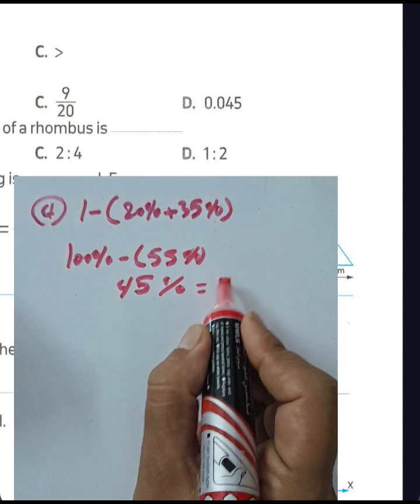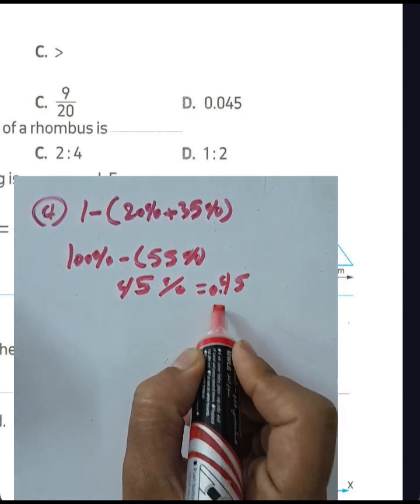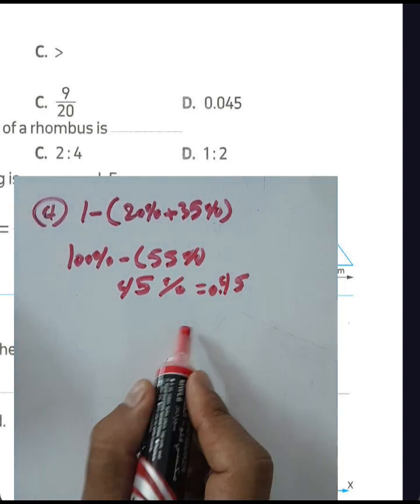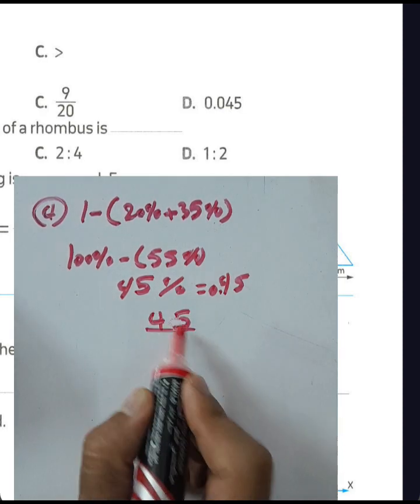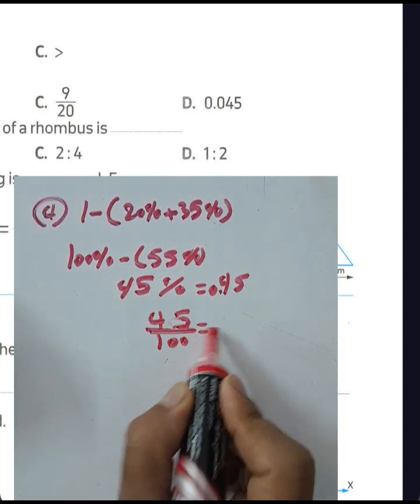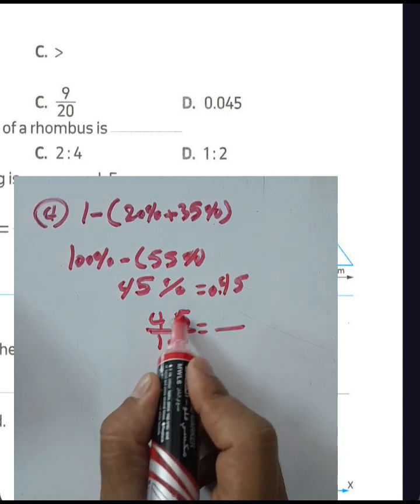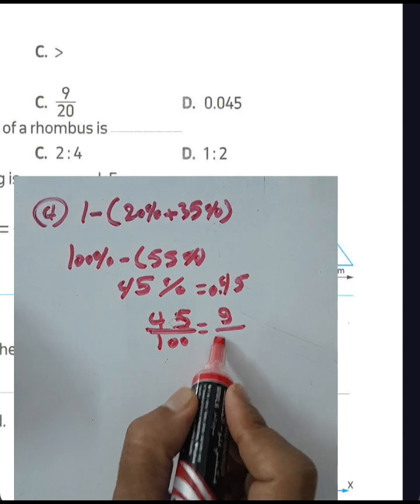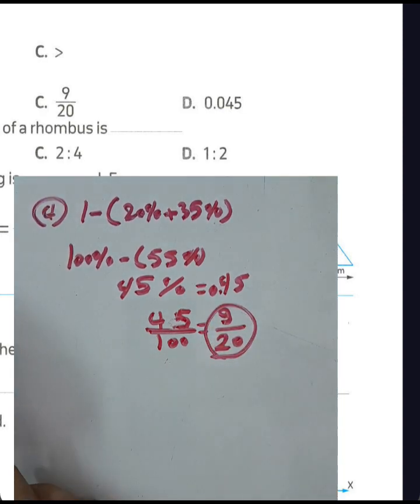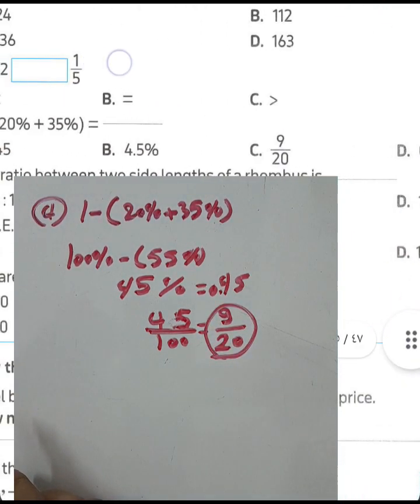We can write 45 hundredths, but we don't have 45 hundredths among the choices. So you must write 45 over 100 and then simplify it by dividing the numerator and denominator by 5. 45 divided by 5 equals 9 and 100 divided by 5 equals 20. Then the result will be 9 over 20. Choose letter C for this example.